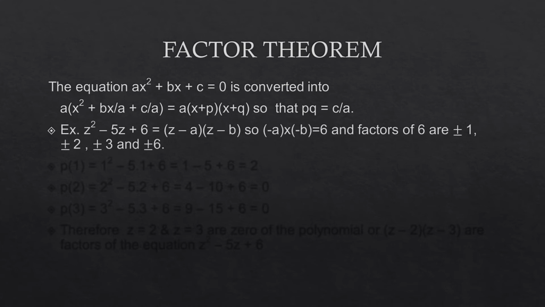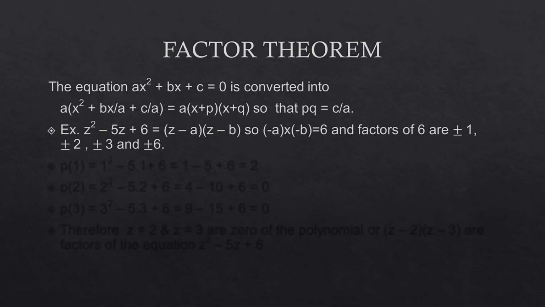Now the example is z squared minus 5z plus 6, and in this I am taking minus a and minus b as the zeros, so z minus a into z minus b is equal to z squared minus 5z plus 6. So minus a into minus b is equal to 6, and the factors of 6 are plus minus 1, plus minus 2, plus minus 3 and plus minus 6.